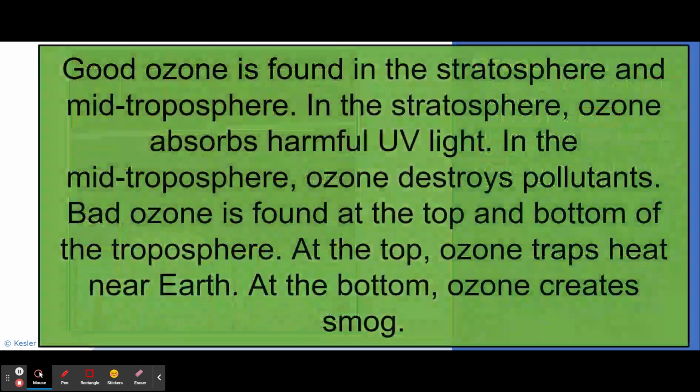So I made this a little bit big for you. Good ozone is found in the stratosphere and mid-troposphere. In the stratosphere, ozone absorbs harmful UV light. In the mid-troposphere, ozone destroys pollutants. Bad ozone is found at the top and bottom of the troposphere. At the top, ozone traps heat near Earth. At the bottom, ozone creates smog. Please press pause right now to finish copying this.